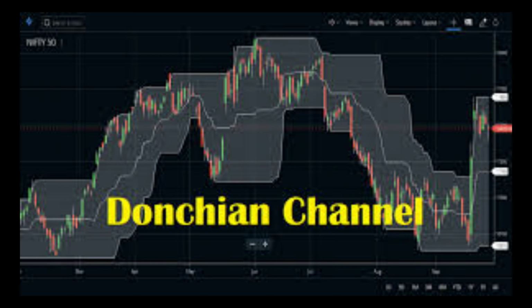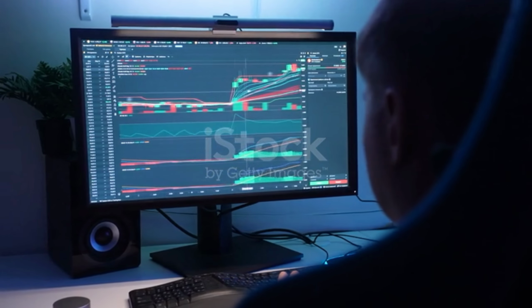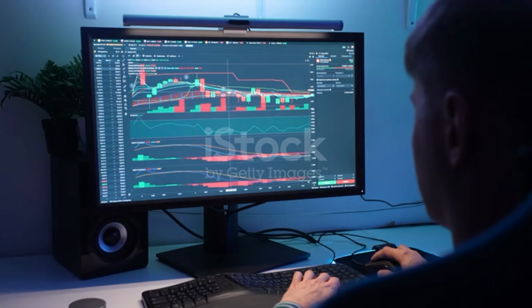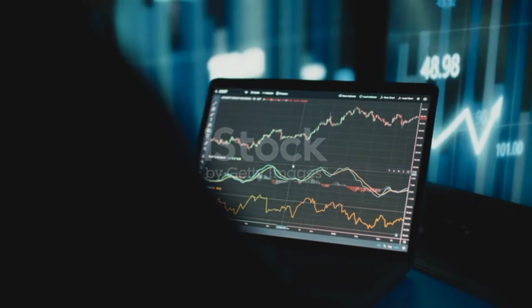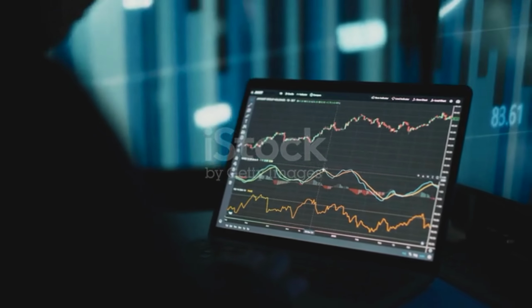1. Understanding Donchian Channels. Donchian channels consist of 3 lines. Upper band: highest high over a set period, for example, 20 candles. Lower band: lowest low over the same period. Middle line: the average of the upper and lower bands.